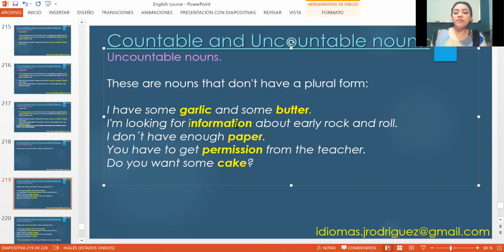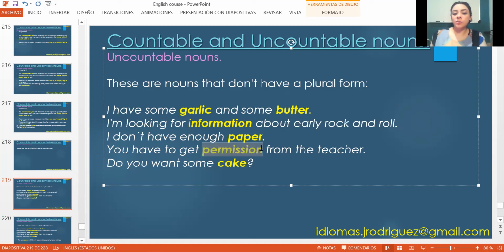Next, I don't have enough paper. I don't have enough paper. No tengo suficiente papel.